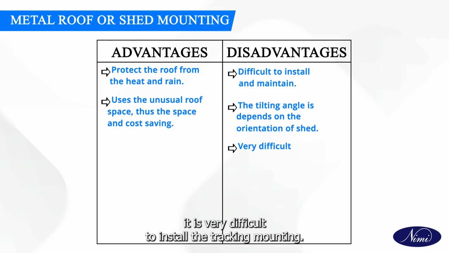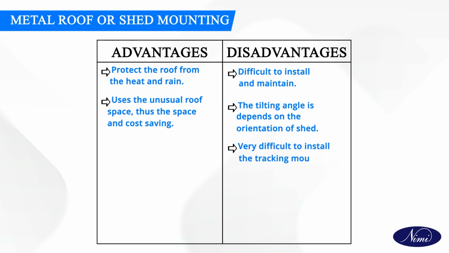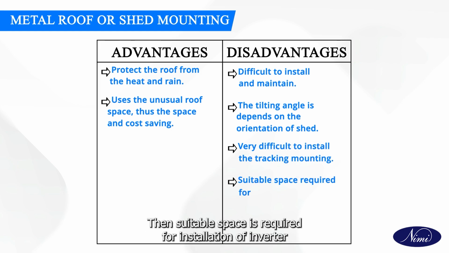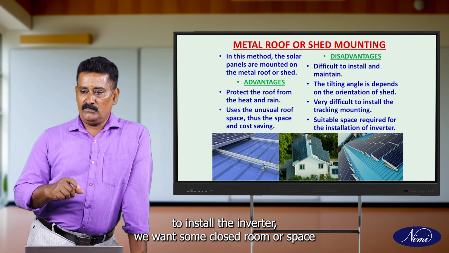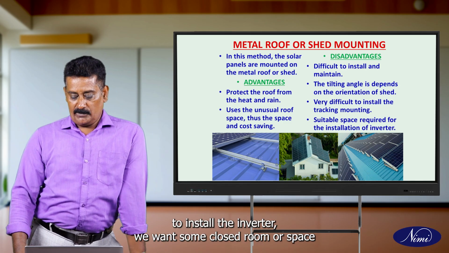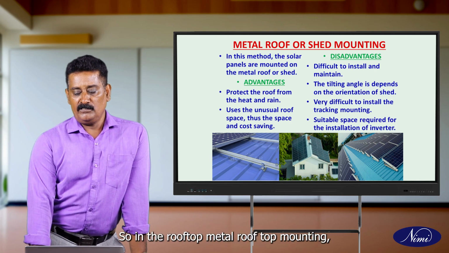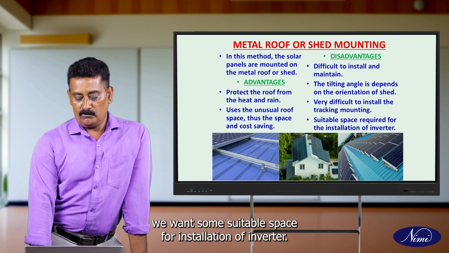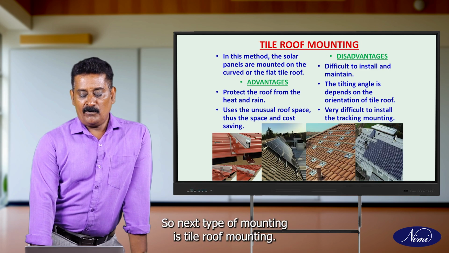It is very difficult to install the tracking mounting, and suitable space is required for installation of the inverter. To install the inverter, we want some closed room or space. So, in the metal rooftop mounting, we want some suitable space for installation of the inverter. Next type of mounting is tile roof mounting.